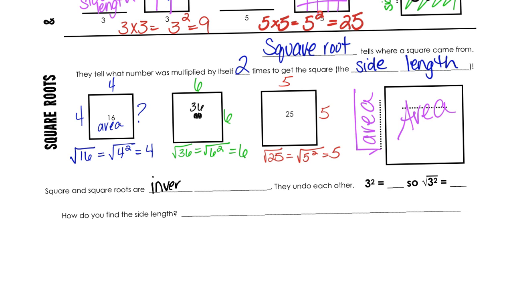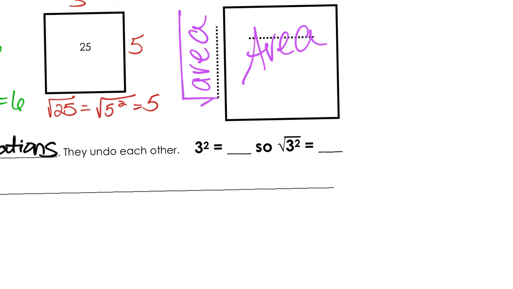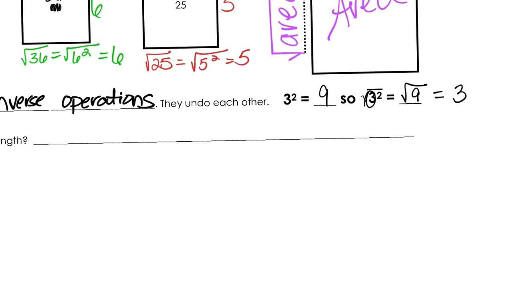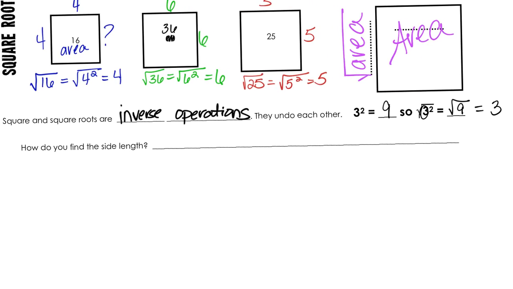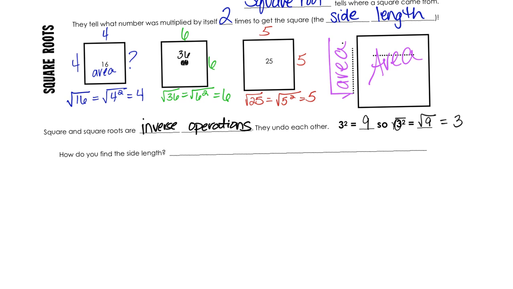So when we talk about squaring a number and the square root of a number, these are what we call inverse operations. They undo each other. So if we look at this closely, if I square 3, 3 times 3 is 9. So the square root of 3 squared would be like saying the square root of 9. And that base is what we're looking for. So this would be 3. So the square root of 9 equals 3, because that is the base that's being multiplied times itself twice. And last but not least, how do you find the side length? We just looked at that here. You square root the area.